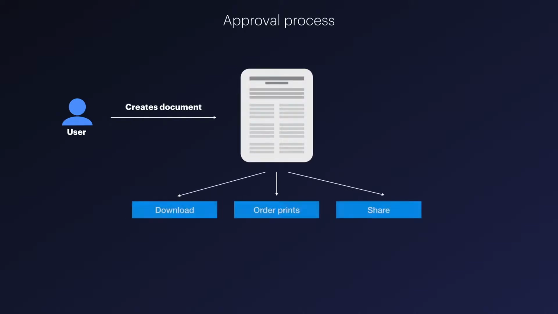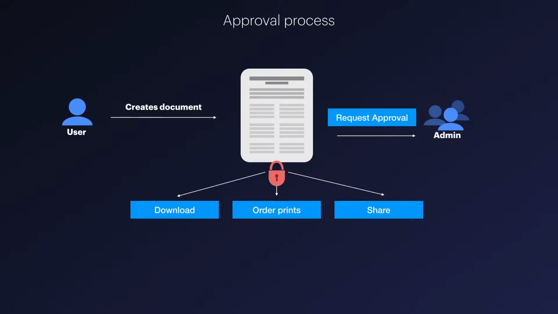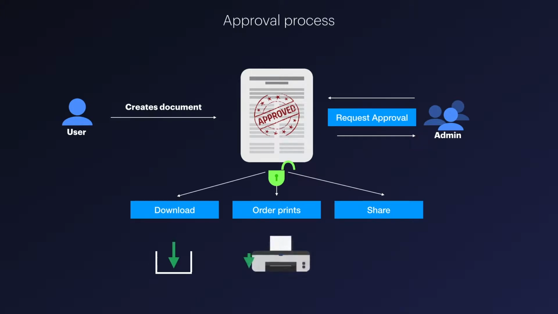The approval process is pretty simple. Before a user has the ability to export a document, they will be prompted to request approval from an admin. Once they have approval, the user will be able to access the options to publish, download, or print.